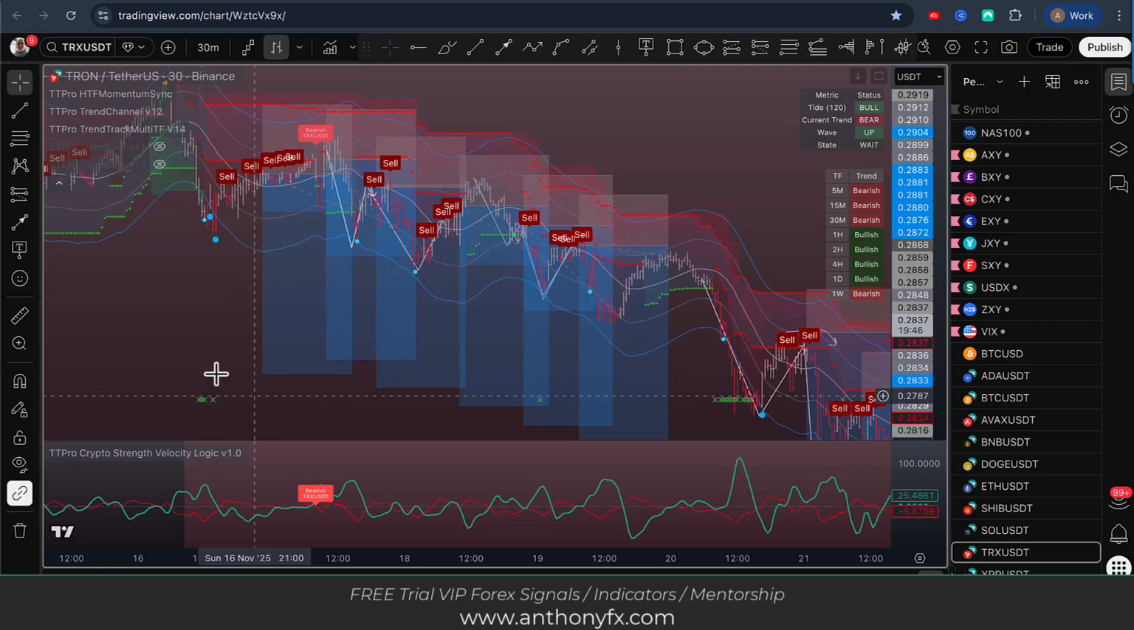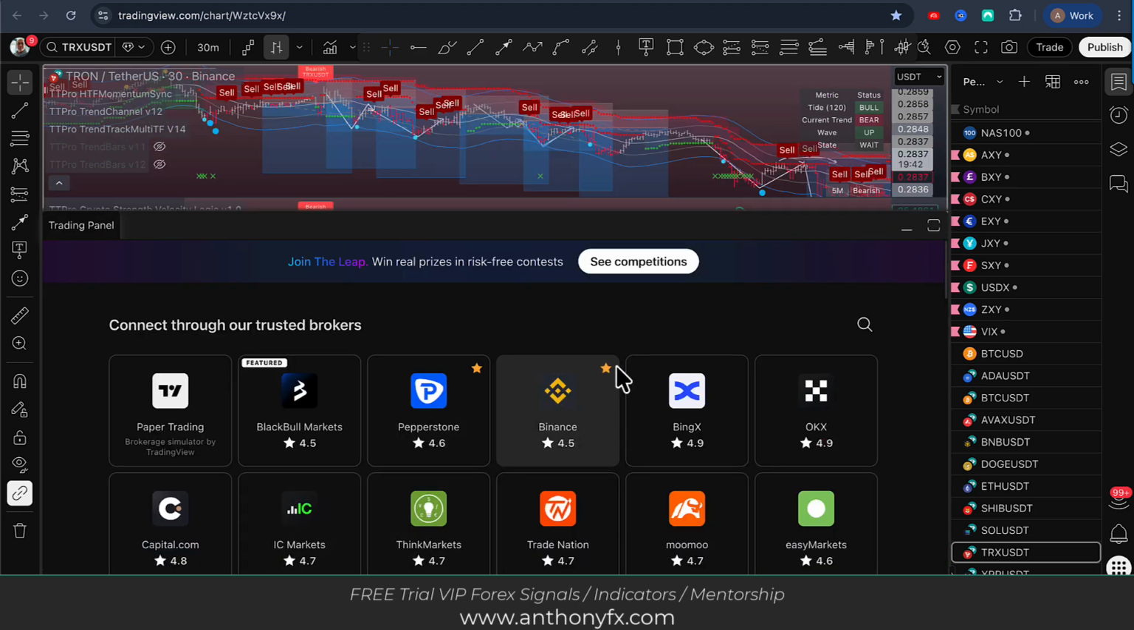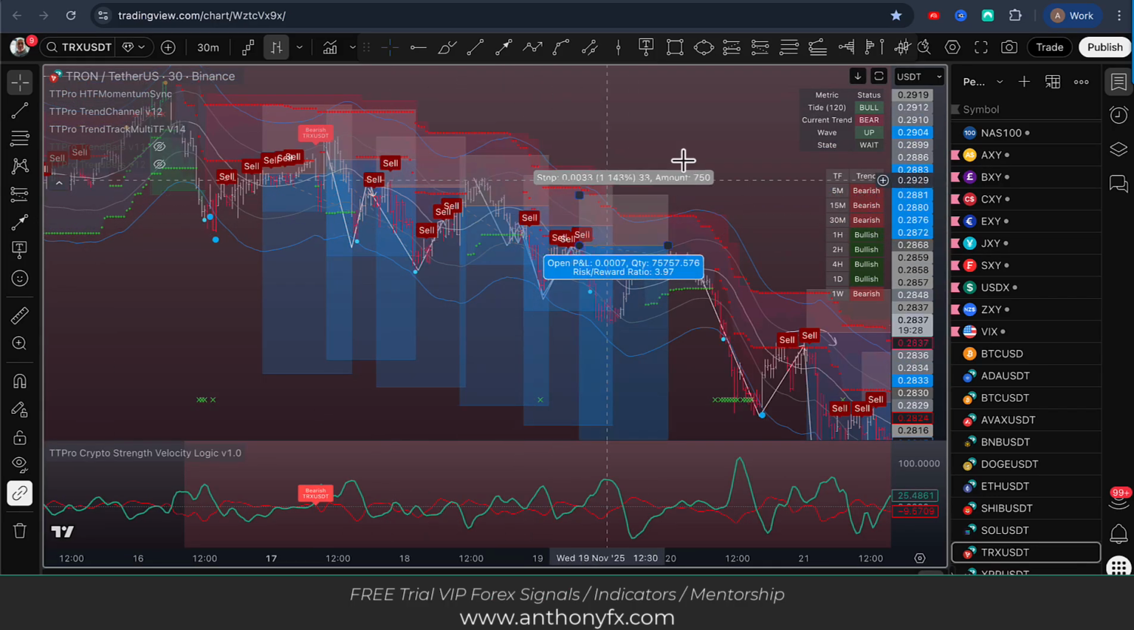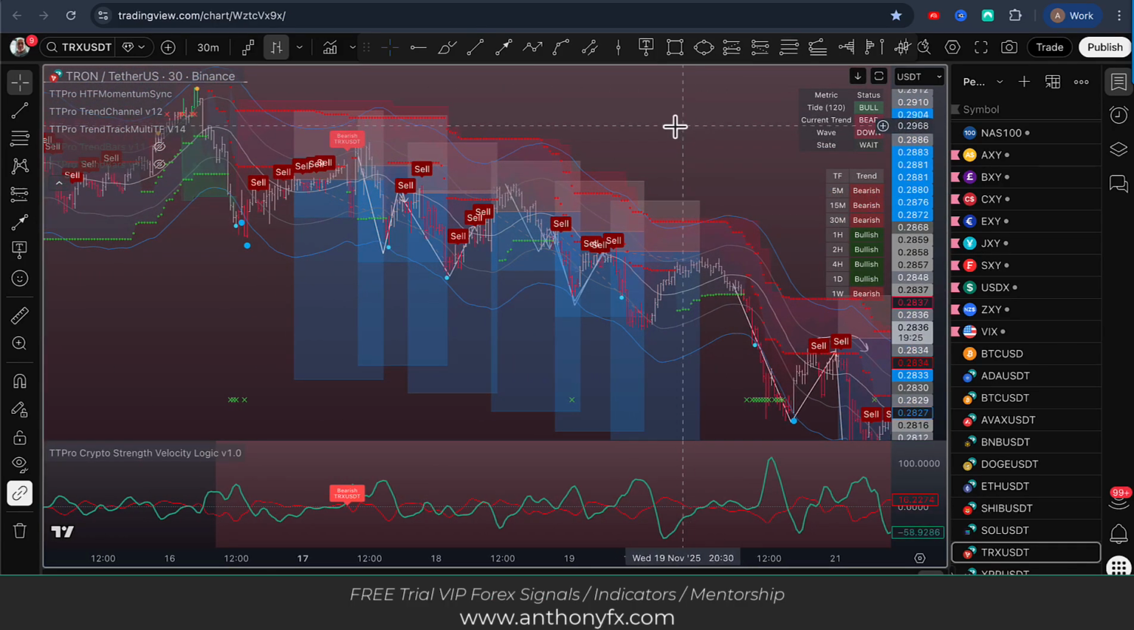And here's where it gets better. You can trade. I've got Binance selected as a favorite here. You can trade your Binance account directly in TradingView using the indicators on here and build your Binance account. It's a winner.